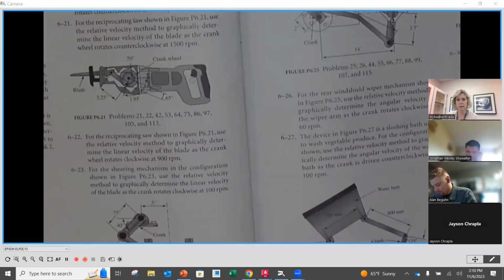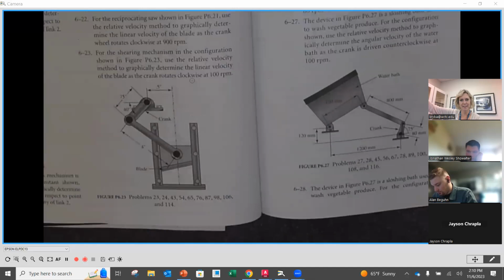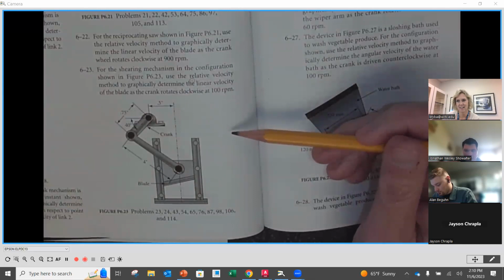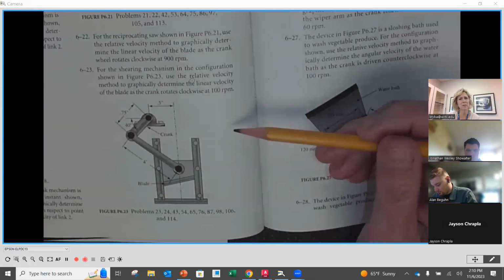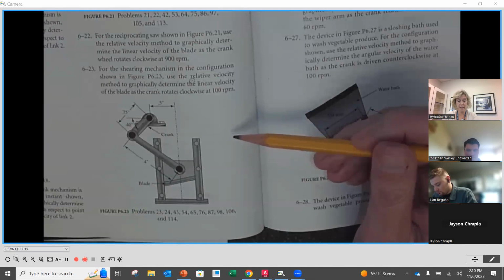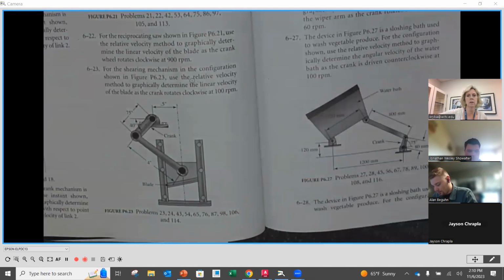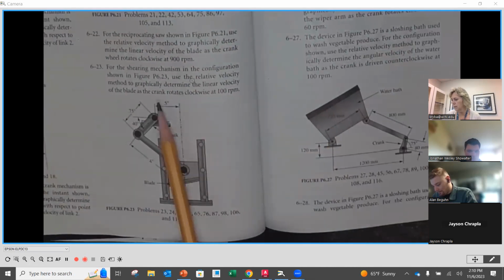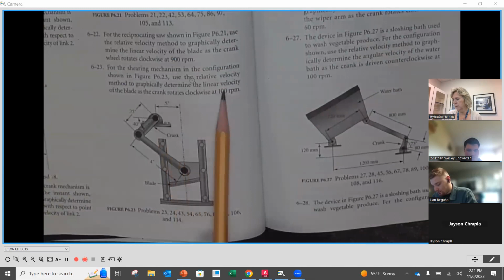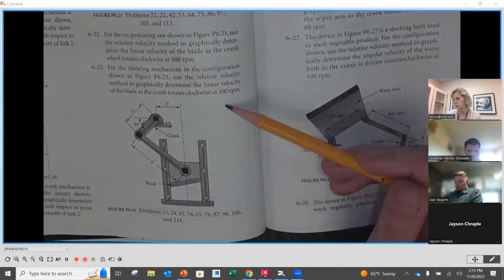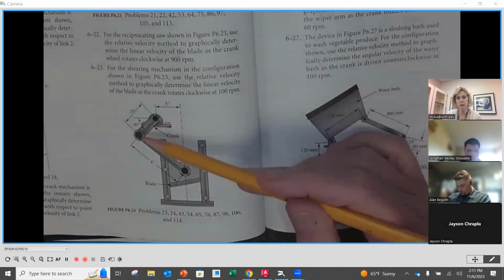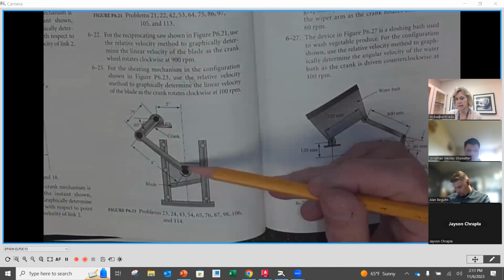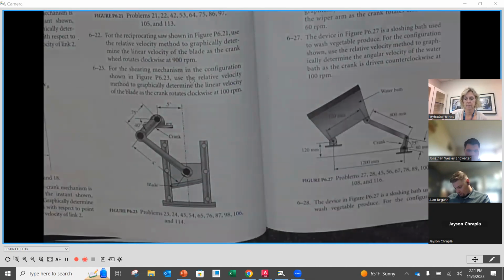The next one is number 23. These three look familiar, don't they? You might be able to go back and see your original kinematic diagrams and see if they match. I'm not sure if they do definitively, but the arrangement will be the same, even if you have to do any tweaking of the dimensions. So here for the shearing mechanism, use the relative velocity method to graphically determine the linear velocity of the blade as that crank is going to rotate clockwise at 100 RPMs. Okay. So what's going on up and down here and in what direction?